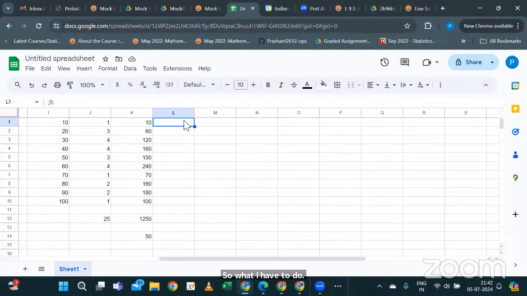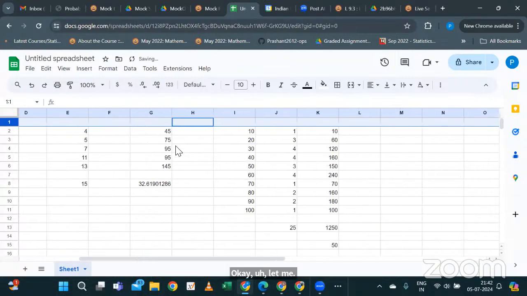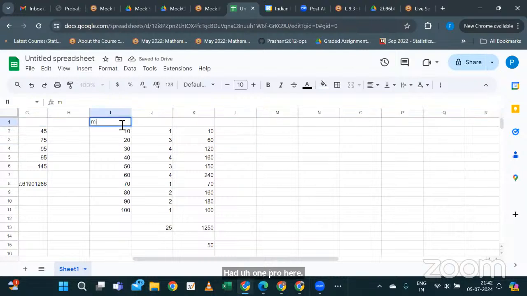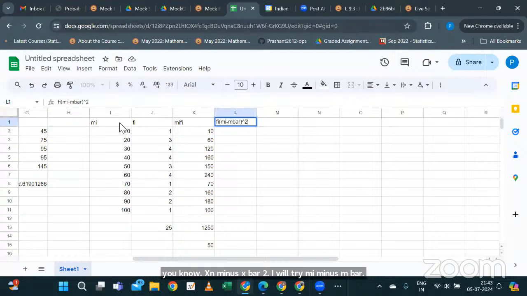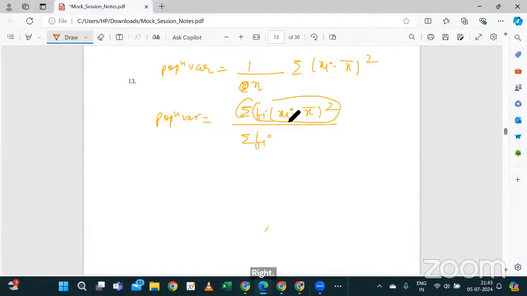Let me add one row here. So this is the mi, this is the fi, this is the mi into fi. Next I have to calculate fi into xi minus x bar, so I will write mi minus m bar whole square. Are you getting what I'm trying to do here? This is the numerator part I'm going to calculate. Instead of xi, I'm writing mi.